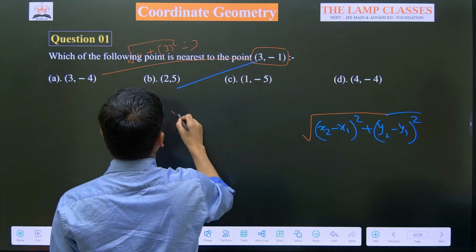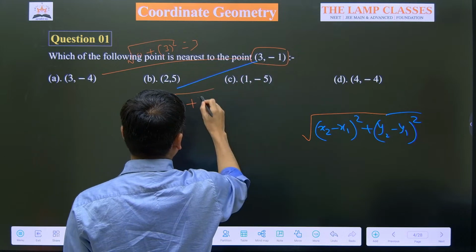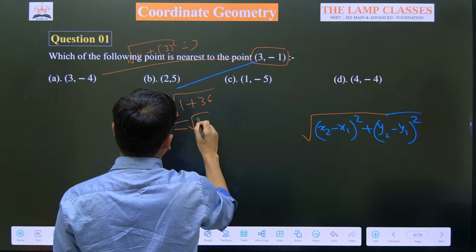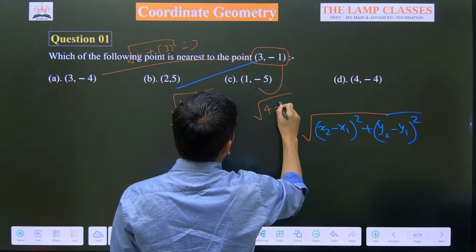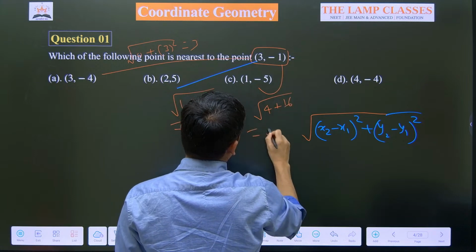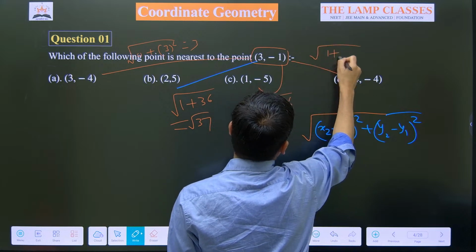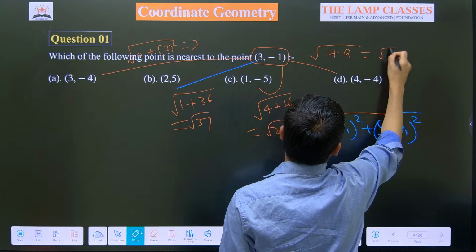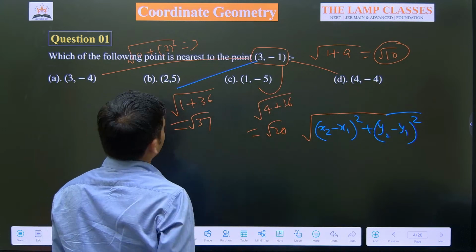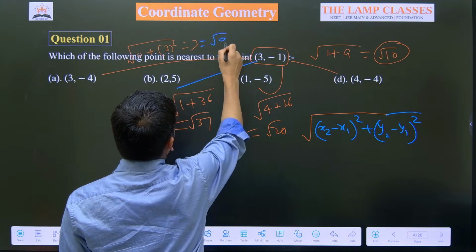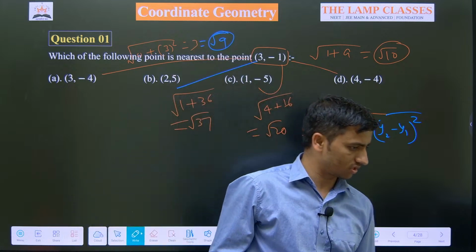So that's going to be root under (3 minus 2) squared, 1, plus (5 minus of minus 6) squared, so 36, that is root 37. Similarly, let's calculate this distance, 4 plus 16, root 20, and this last distance is root under 1 plus 9. You can do the calculation on your own. Now you can see which one is the smallest. See, this 3 is basically root under 9. I think it's easy to compare now. So you can clearly see root 9 is the smallest distance.